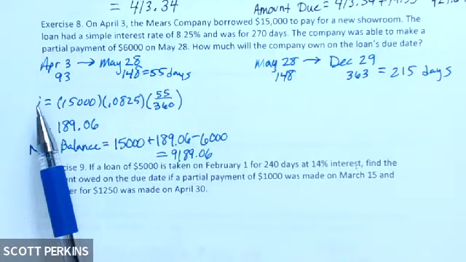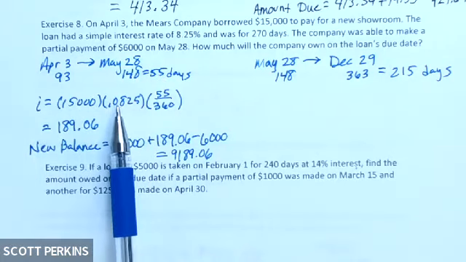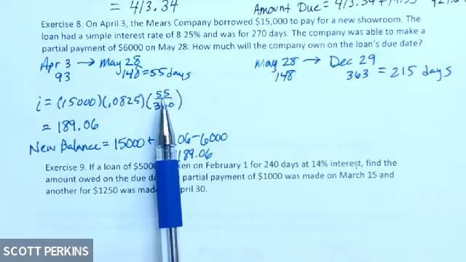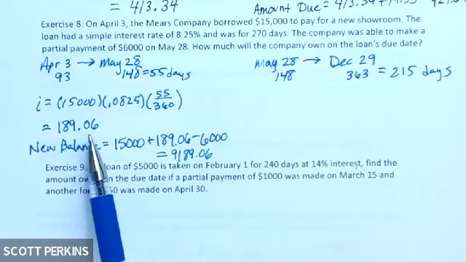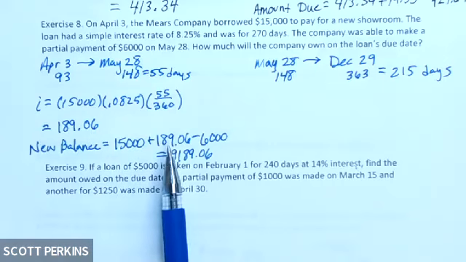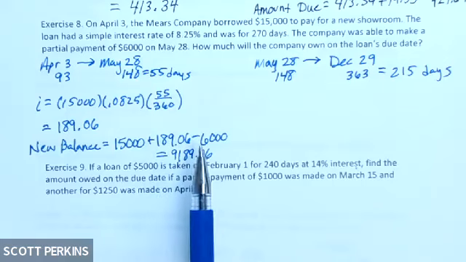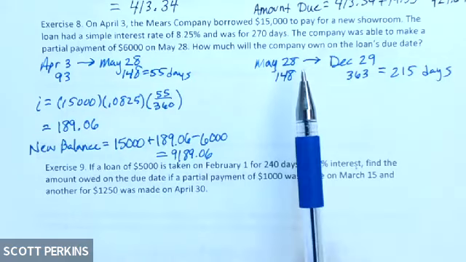Okay. So the interest is $15,000, the principal, times the rate of 0.0825, times the time, which is 55 out of 360. That turns out to be $189.06. So the new balance on May 28th is $15,000 plus the interest, $189.06, minus the $6,000, which is $9,189.06.